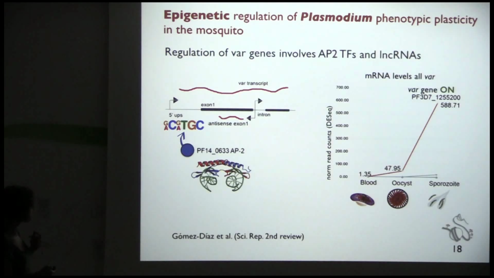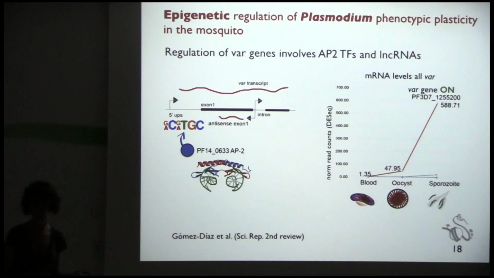We also show that this active var gene has this binding site, this DNA sequence that corresponds to the binding site for the transcription factor that I showed you before, which is highly expressed in the sporozoite stages in the salivary glands. And there is also transcription of a long non-coding RNA, which other studies have shown has an enhancer activity, so it also promotes expression. None of these two things happen in the other copies of the var genes that are not being expressed.